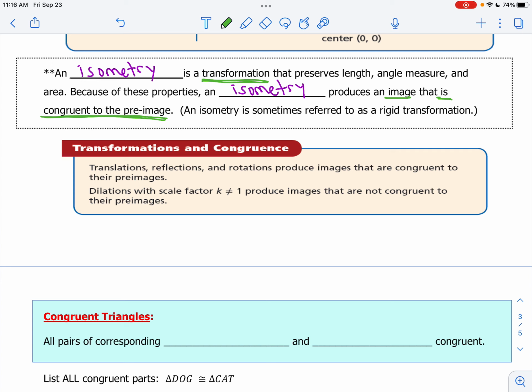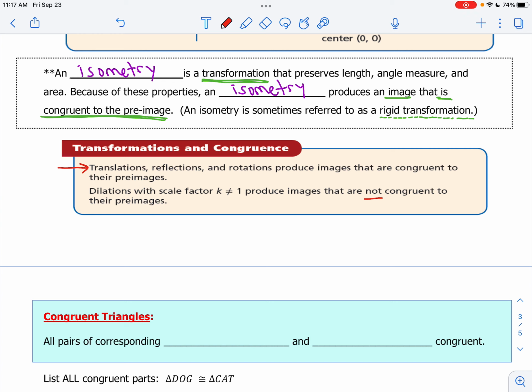In some places like Khan Academy or Delta Math, you might see the words rigid transformation, and that's basically it cannot change in size or shape. You can change its location. And to wrap this up, your translations, reflections, and rotations are isometries, and dilations are not isometries. Chapter 3 is all about congruent triangles, so everything in this chapter would be created with translations, reflections, rotations.